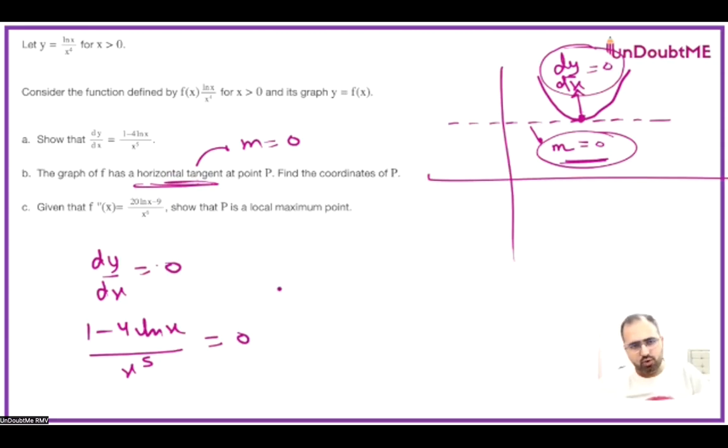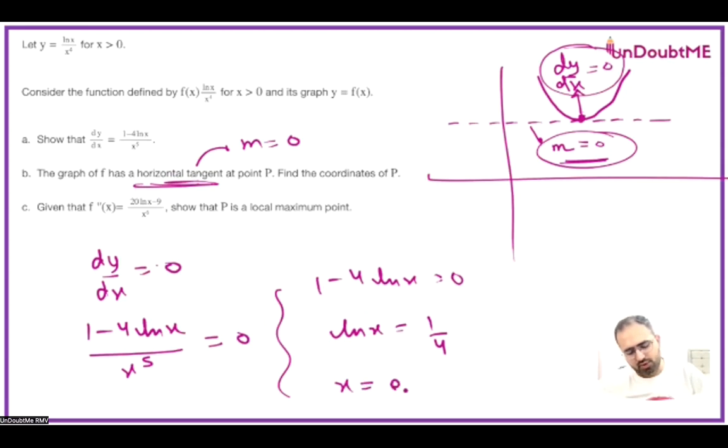X to the power 5 will go there. It will be 1 minus 4 ln x is equal to 0. Ln x is 1 by 4. X will be equal to e to the power 1 by 4. It can be solved in calculator. You'll get the x value. That x value you can keep in y and get the y value also.